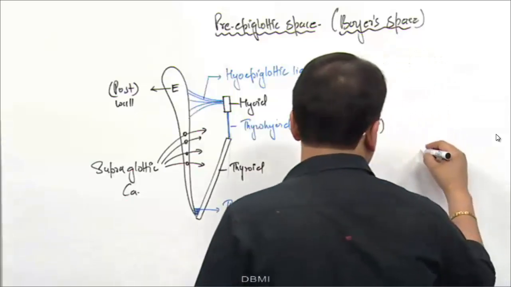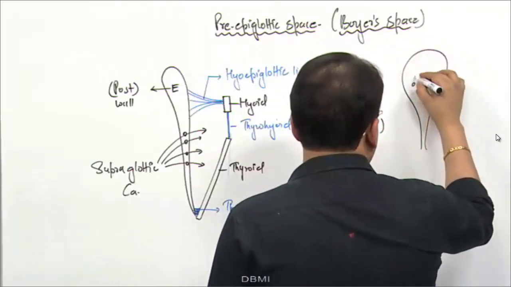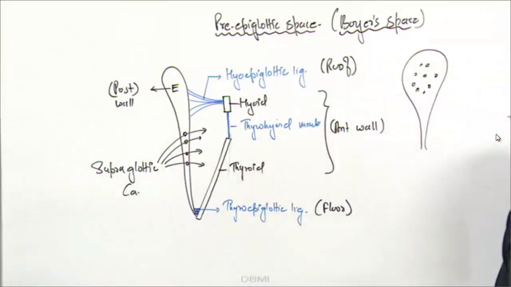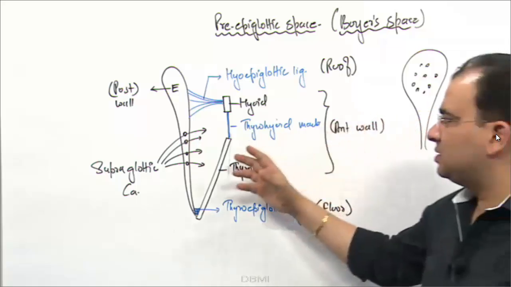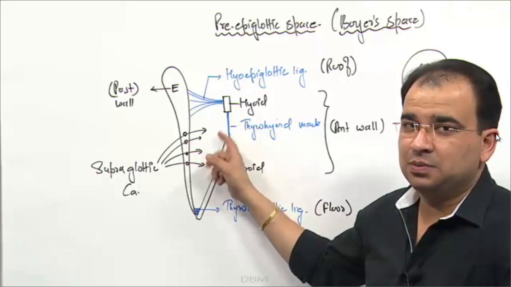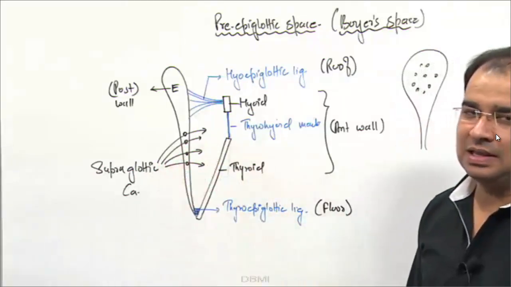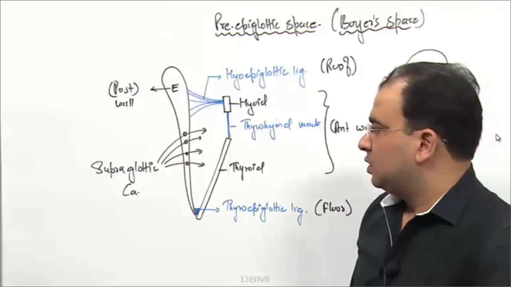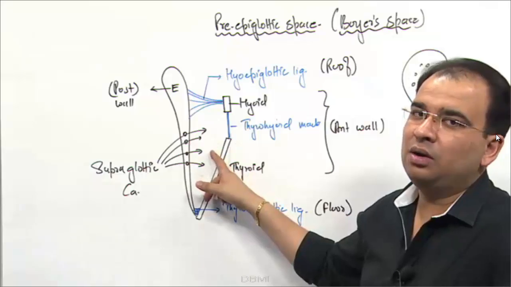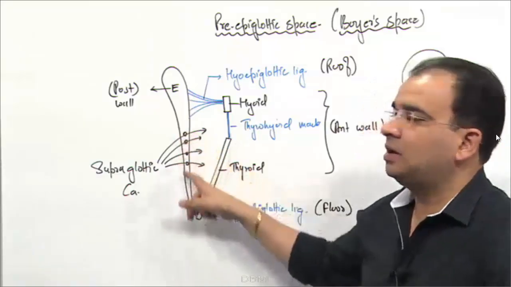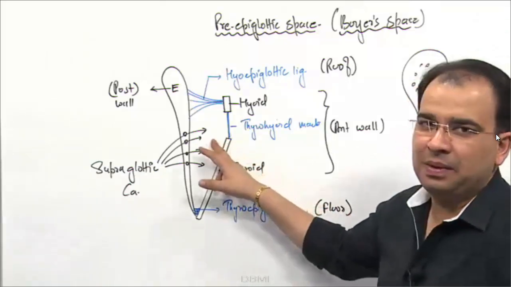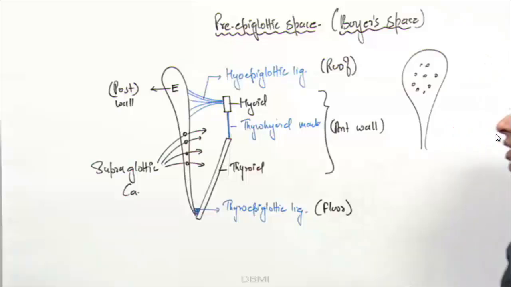epiglottis, guys, if let's say this is epiglottis here, epiglottis is a perforated cartilage. If it is a perforated cartilage, that means the only thing standing between the supraglottic carcinoma and pre-epiglottic space is mucous membrane, and mucous membrane is never a barrier for any carcinoma. So please note, supraglottic carcinoma can infiltrate into the pre-epiglottic space or Boyer's space through epiglottic perforations.